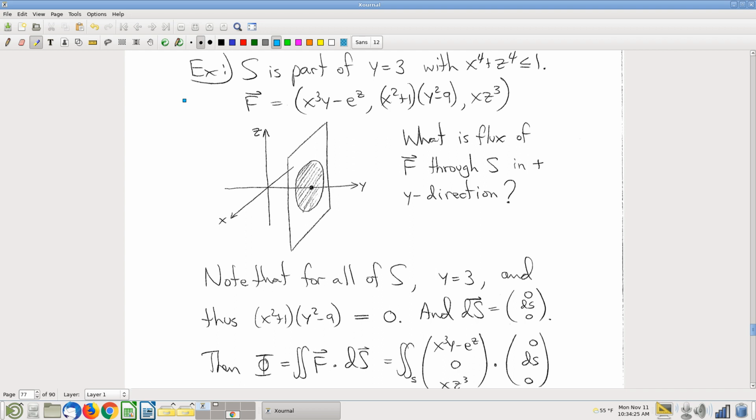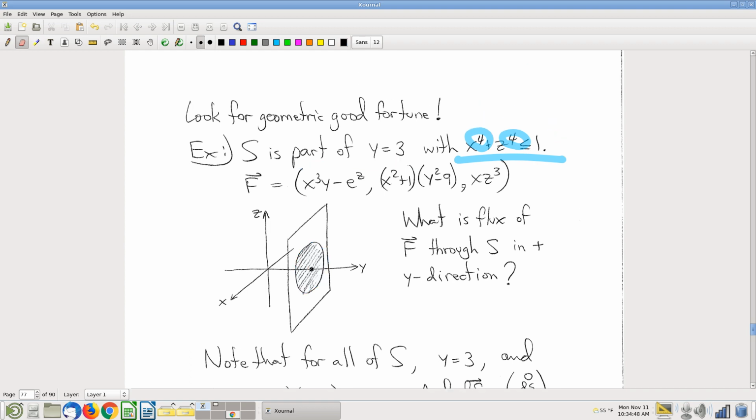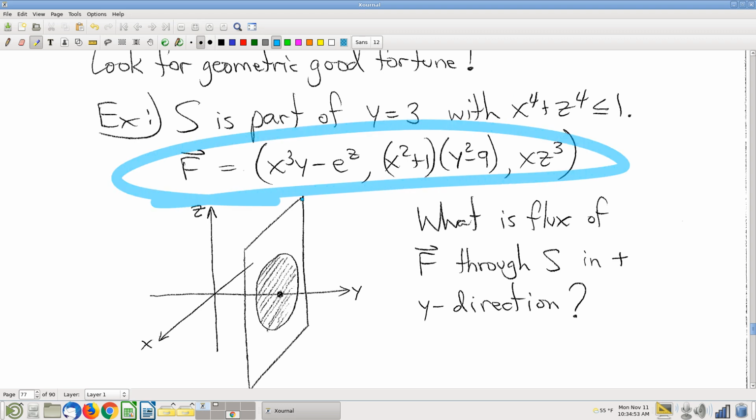So here we've got a surface that's a part of a certain plane, but it's a part of that plane that satisfies that inequality. And here's a picture. It's kind of a round-ish thing. Note, it's not a disk. These exponents are 4s, not 2s. So that's kind of an ugly domain, really. Here, let me zoom back in. Sort of an ugly domain. We've got a vector field. And yikes. Okay? I mean, look at that monster.